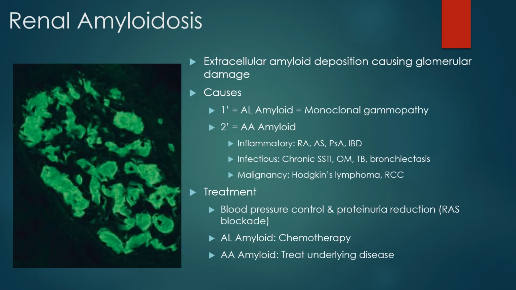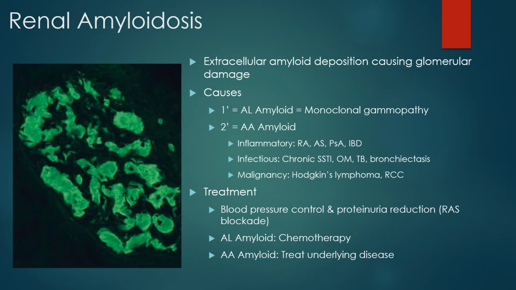Kidney biopsy will show diffuse deposition of amorphous hyaline material or amyloid on light microscopy with positive Congo red staining with apple green birefringence when light is polarized. For AL amyloid, immunofluorescence will be positive for either lambda or kappa depending on the monoclonal gammopathy, and amyloid fibrils are seen on electron microscopy.